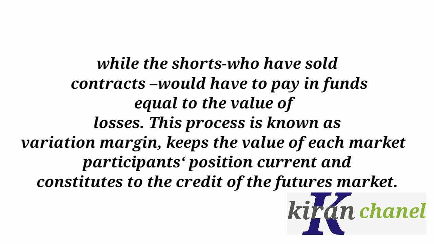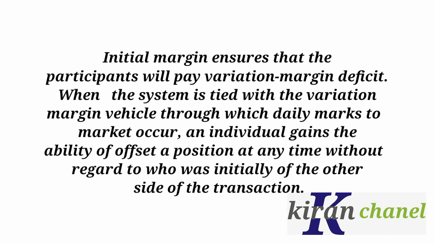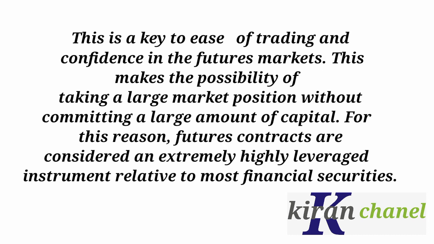This process is known as variation margin. It keeps the value of each market participant's position current and constitutes the credit of the futures market. Initial margin ensures that the participant will pay any variation margin deficit. When the system is tied with variation margin, with daily marks to the market and individual gains and losses settled, there is the ability to offset any position at any time without regard to who was initially on the other side of the transaction. This is key to ease of trading and confidence in the futures market.